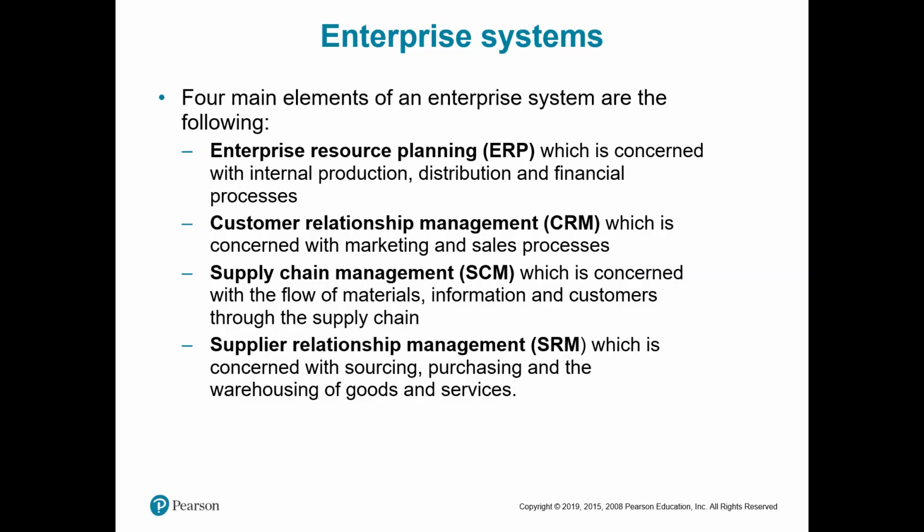So the customer relationship management system is basically used to monitor the organization and the relationship with its customers, what they purchase from the organization, how they purchase, and then the services they need from the organization. And then we have the supply chain management system, which is concerned with the flow of materials, information, customers, cash, and all that through the supply chain.